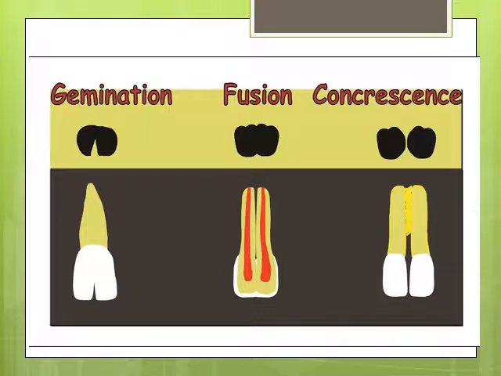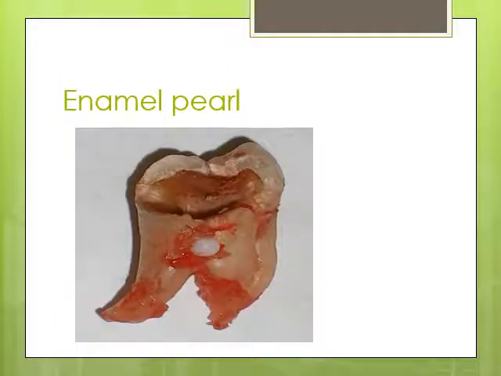Understand? Now this is an example of enamel pearl, in which you can see there is a nodule present in the furcation area of the teeth. This is an enamel pearl on an extracted tooth, which is an anomaly of Hertwig's epithelial root sheath, where enamel droplets are formed and they lodge themselves in the furcation point of the teeth.